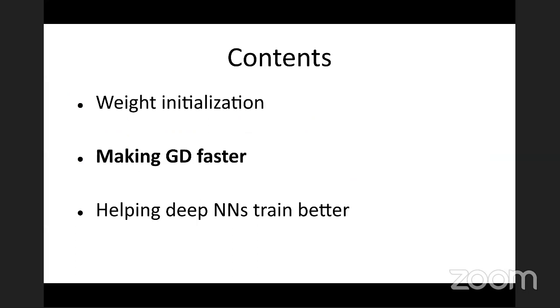Okay. So that was all about weight initialization. Now I will move on to the next topic. Any questions on weight initialization?